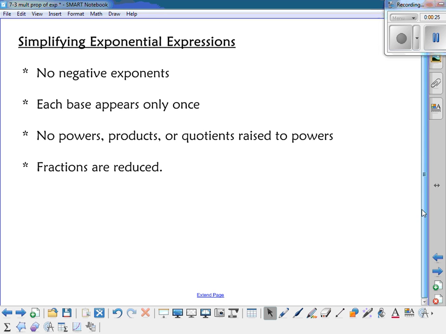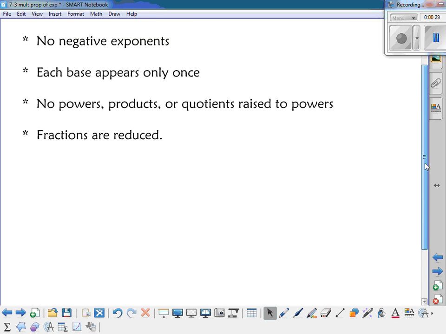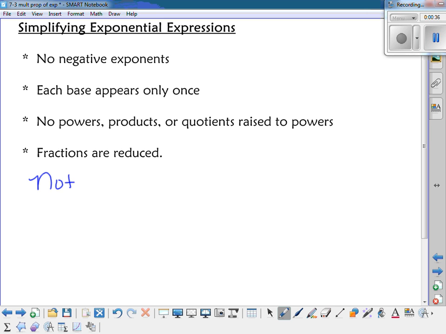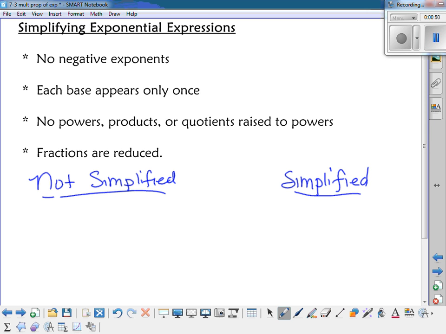So I'm going to give some examples of what I mean by that. Some examples of what's simplified and what is not simplified. So for example, if I have a to the negative 2, b, a. That one is not in simplest form because I have a negative exponent and the base a is appearing twice. So in simplified form, it would end up just being b over a. And I'll explain how we get from not simplified to simplified in a second, but I just want you to understand what it looks like first.